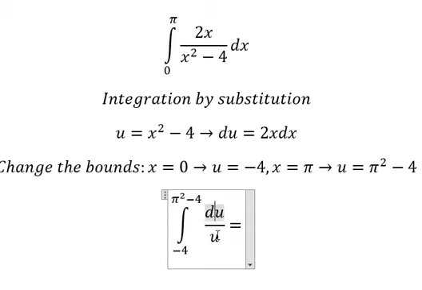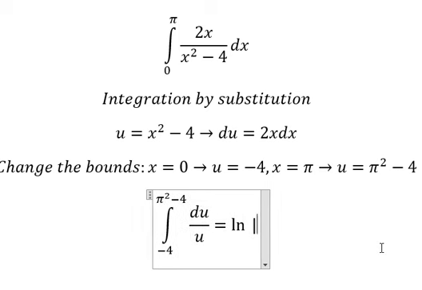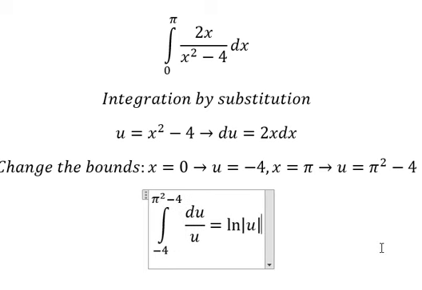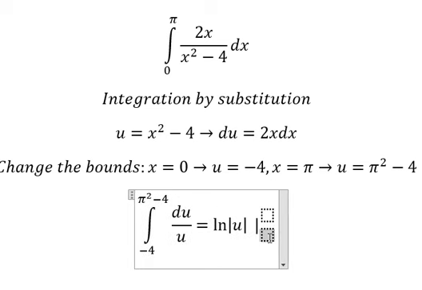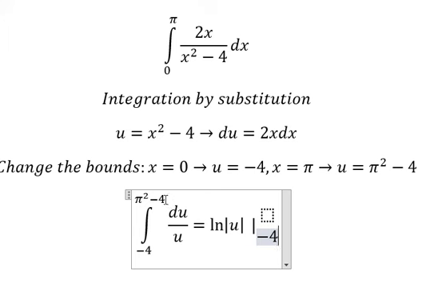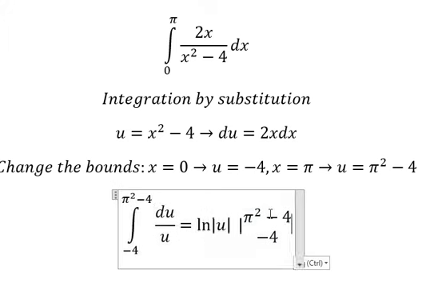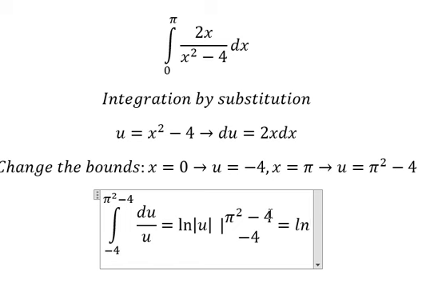So the integration of this one, we have ln of the absolute value of u, and I will put the bounds from negative 4 to b squared minus 4. And now we have the final answer.